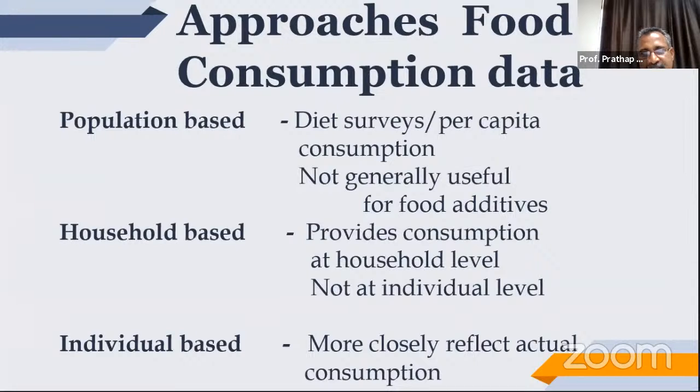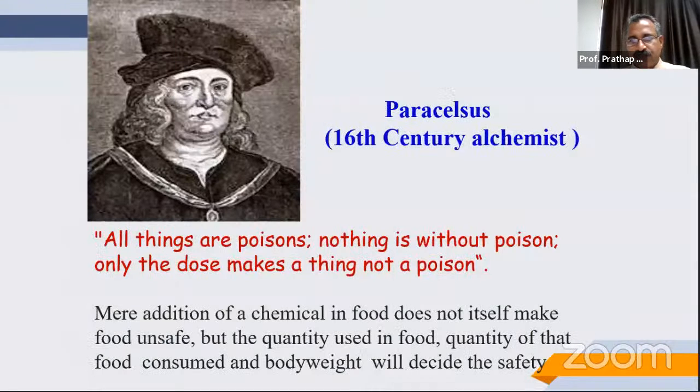Therefore, various approaches are used, such as food consumption data, which are population based: diet surveys and per capita consumption, which are not generally useful for food additives, actually, but mostly for contaminants. Household based data, and also individual data, will be collected. And recently the National Institute of Nutrition, Hyderabad, has done a total diet study to know the comparative exposures also. I have a few more slides with which I will be able to finish in another 5 to 8 minutes.